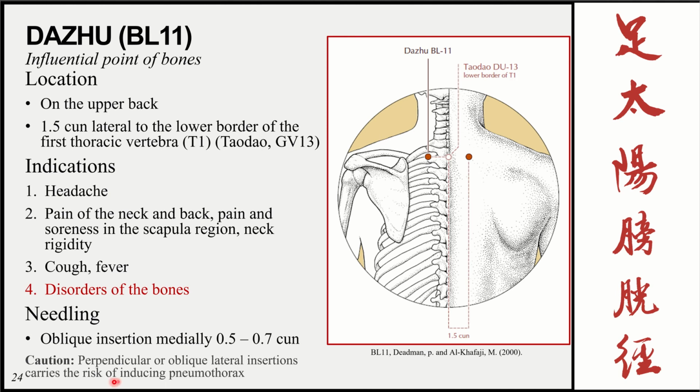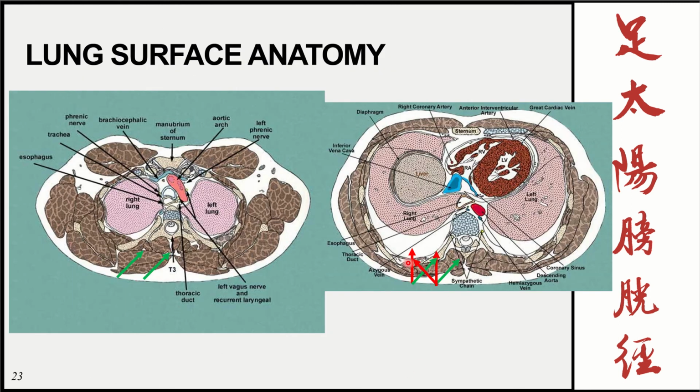And then, like I said, if you're going perpendicular or oblique lateral insertions, remember from this image, they have the risk of puncturing the lungs. So obviously, if you're going very shallow, like less than 0.2 tun, then the risk is reduced. But still, we prefer to go medial on these points.